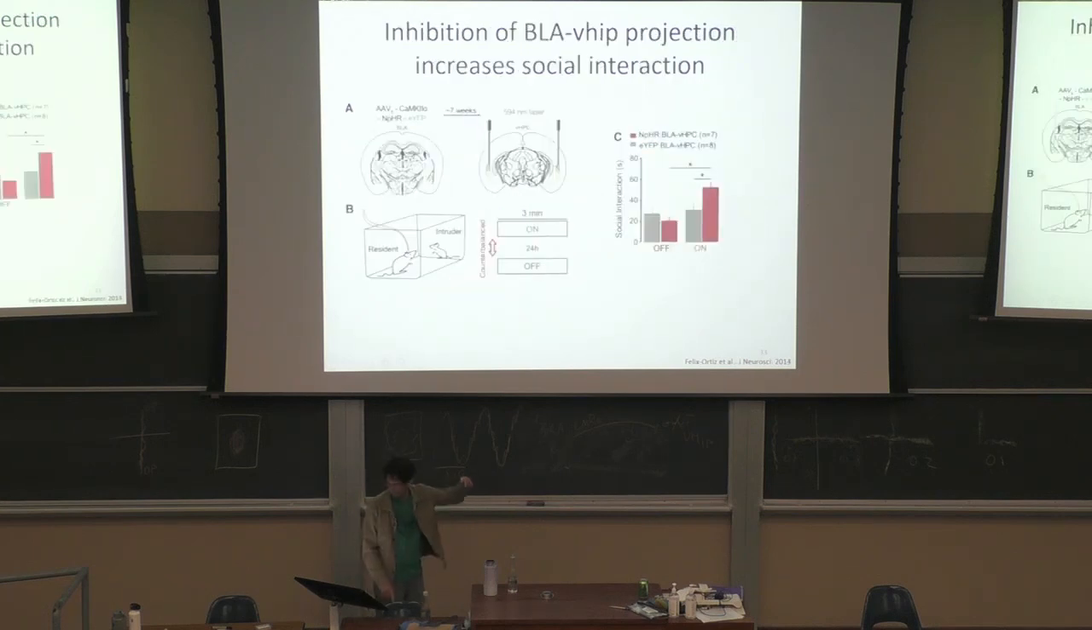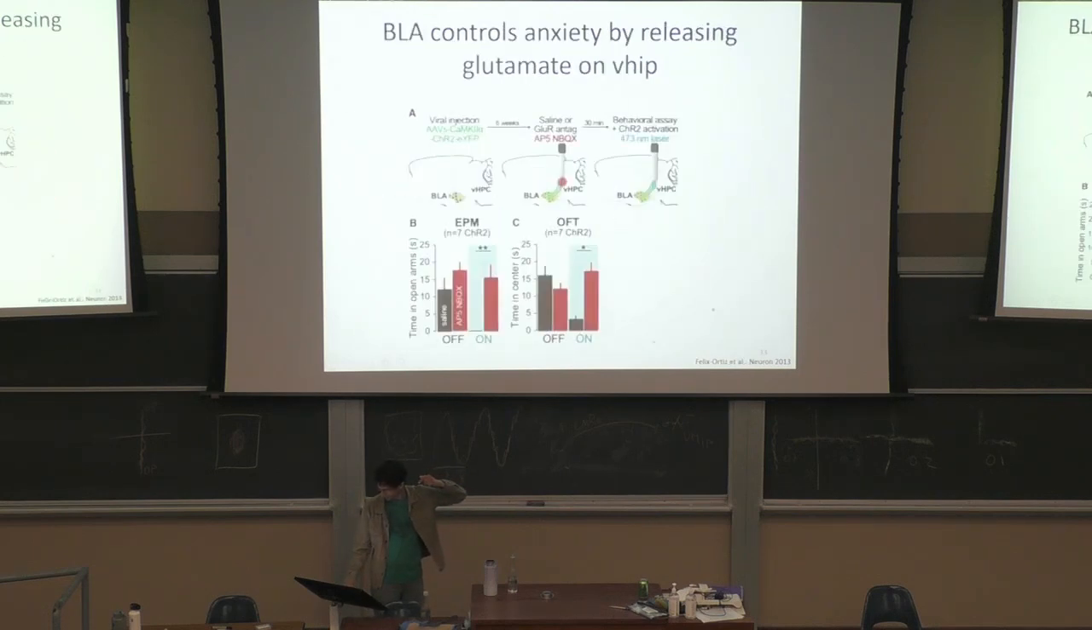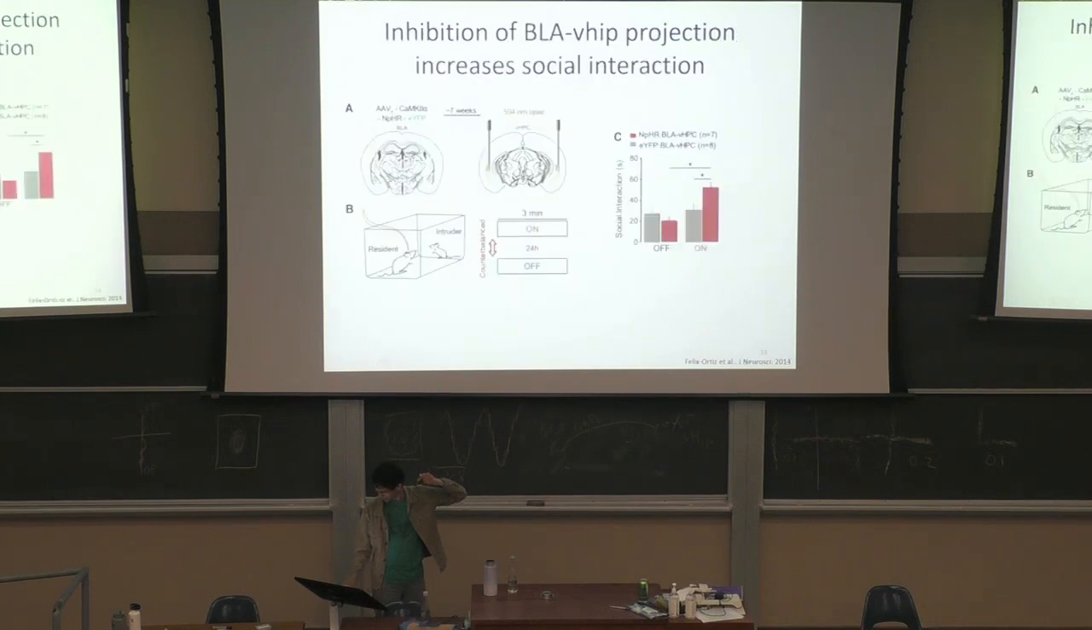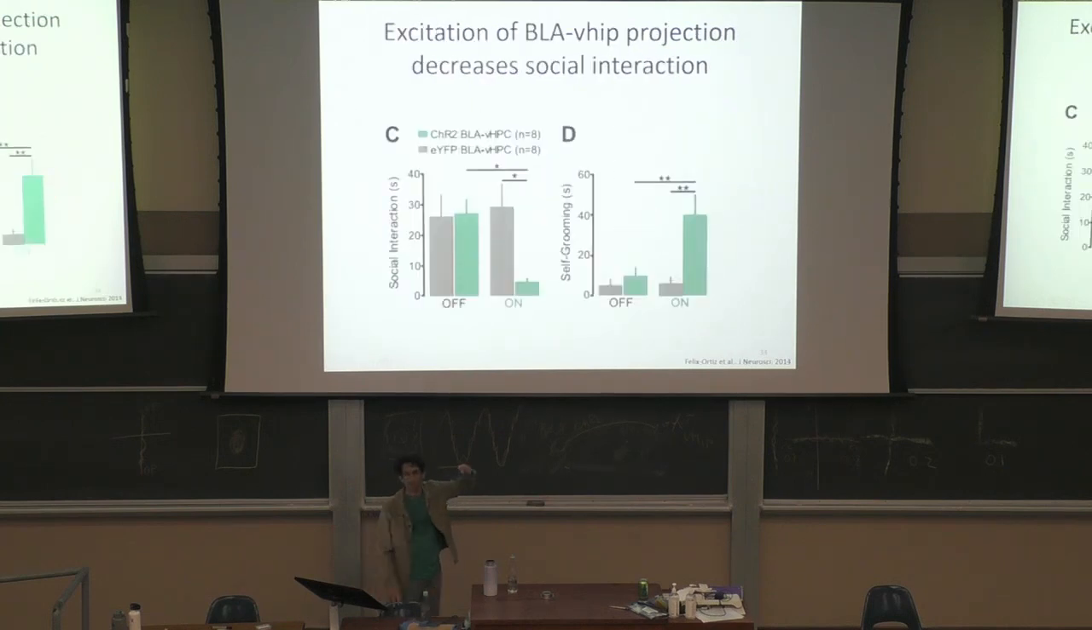And then they also showed the opposite, which is that if you excite this projection, then you have less social interaction, and that agrees with your interpretation, because maybe they're super anxious, so they're like, I won't talk to the other mouse, he'll make fun of my whiskers, I'll stay here. So maybe they're more anxious, so they socially interact less.